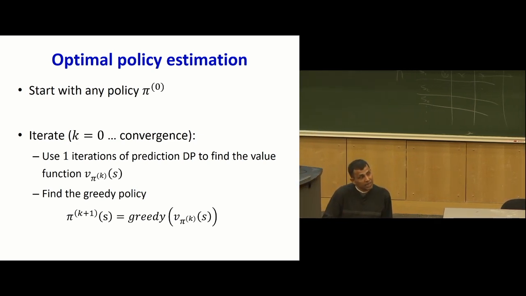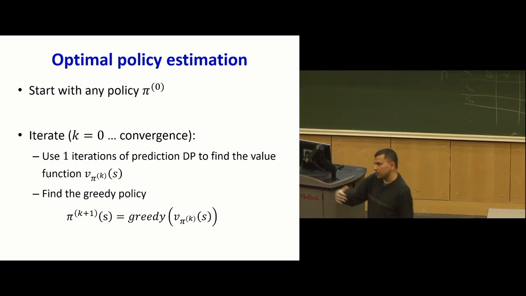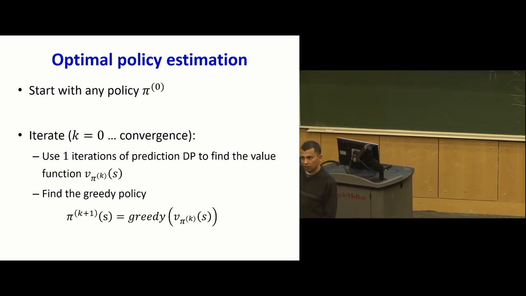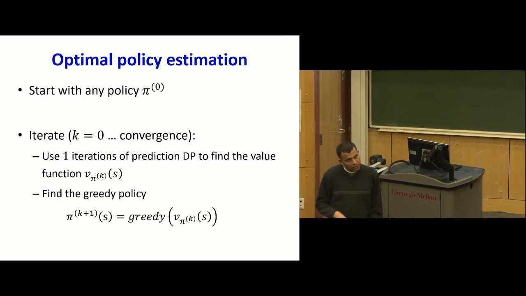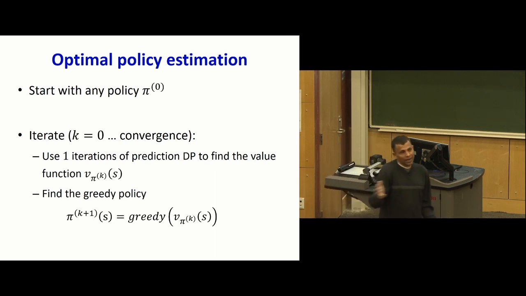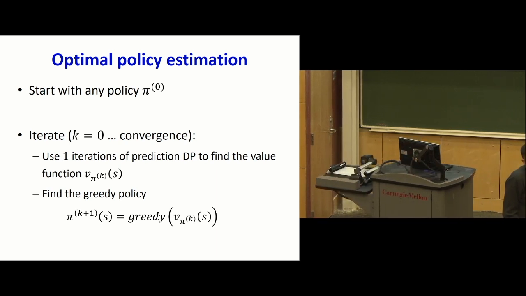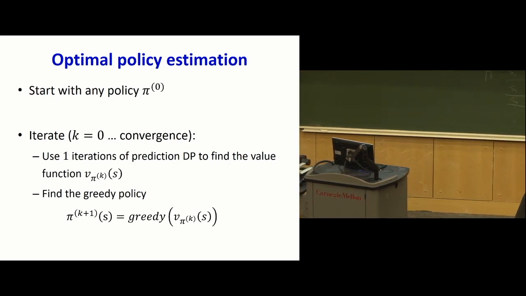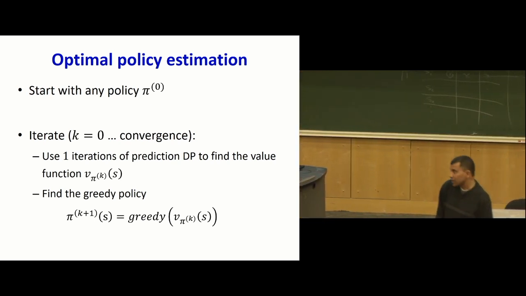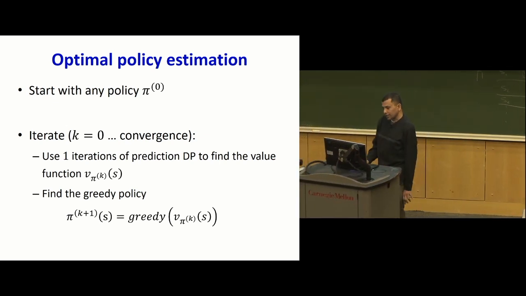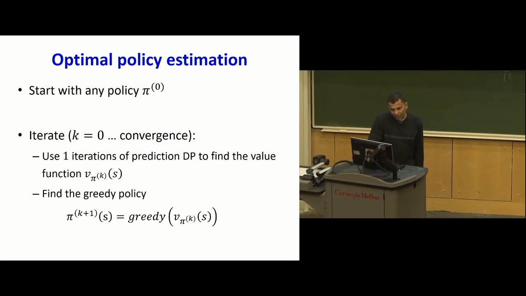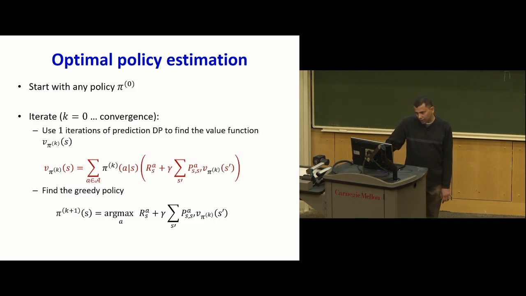And then as soon as I've immediately updated my policy, I can run one iteration of the prediction estimator to update the values for all of my states. Then from that, I can go back and immediately update my policy and keep repeating this process, right? And at each point, I'm just going to use the greedy policy, right? Now let me write that down in equations.